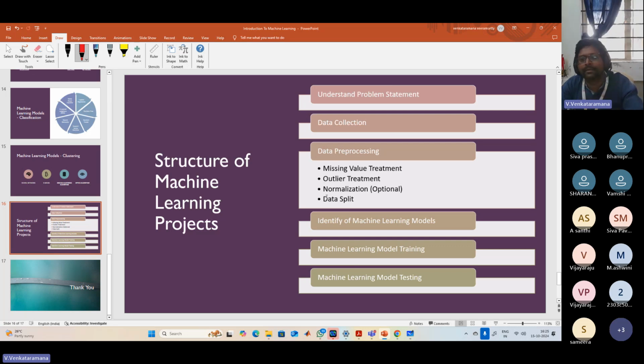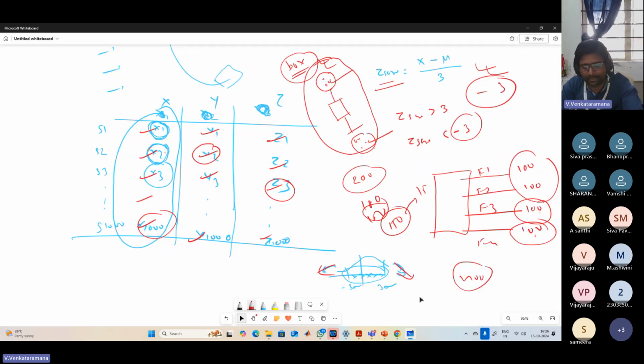So this was outlier treatment. Next is normalization. I will explain normalization now.